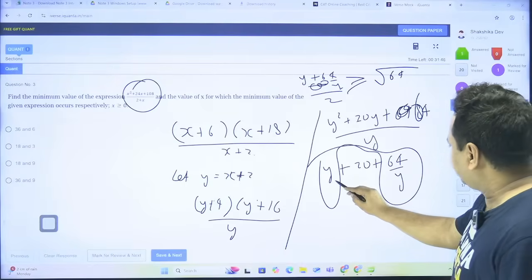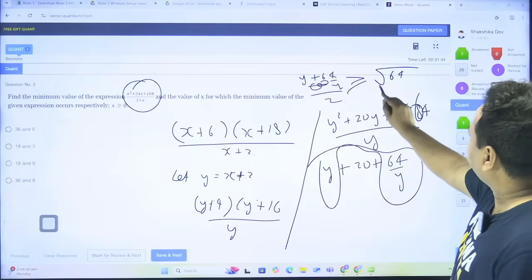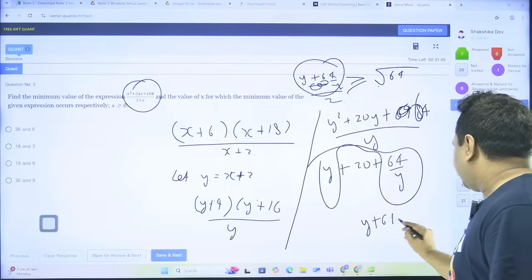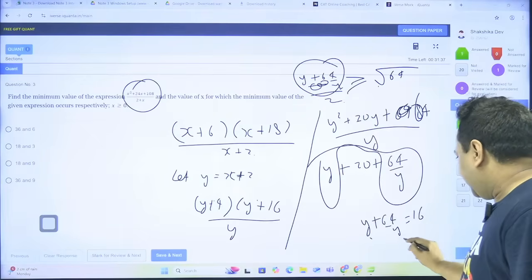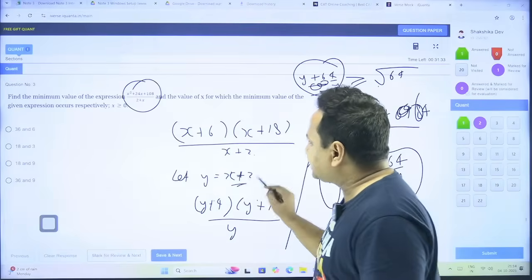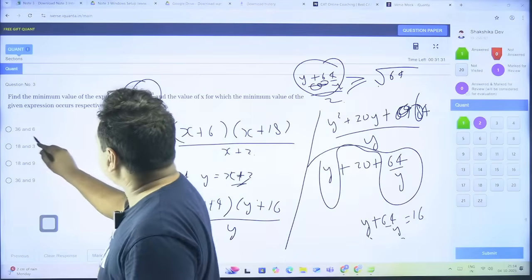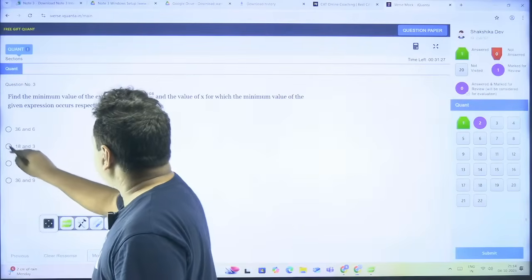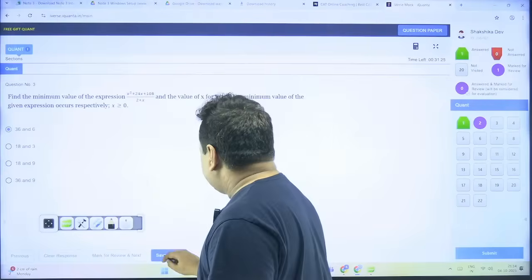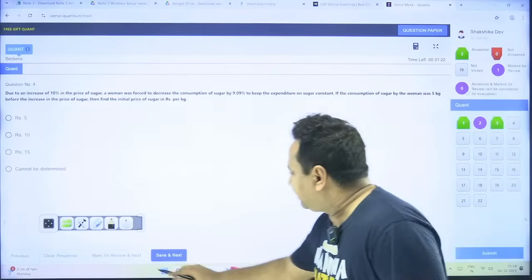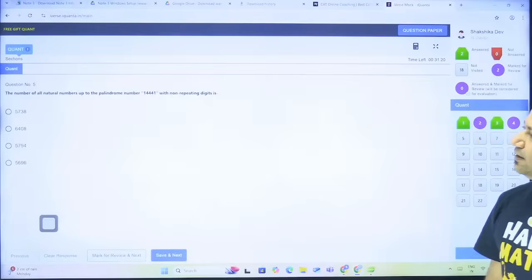So y plus 64 by y is 16, which means y will be 8 each, 8 plus 8. Okay, so y is 8. If y is 8, x will be 6. 6 and 36 is the answer. Going to option number A. I'm pretty sure because this is not the correct medium to solve it, I might be able to leave some questions.